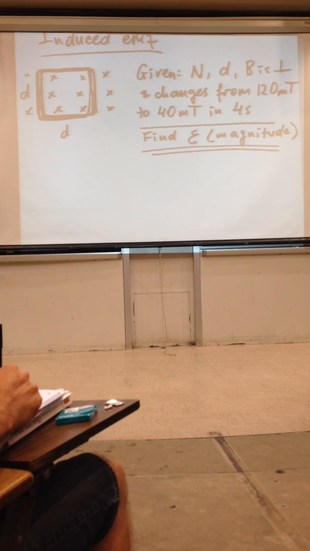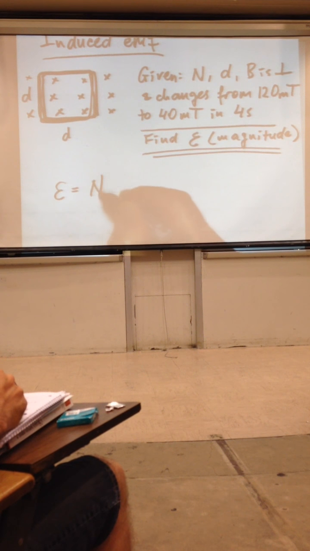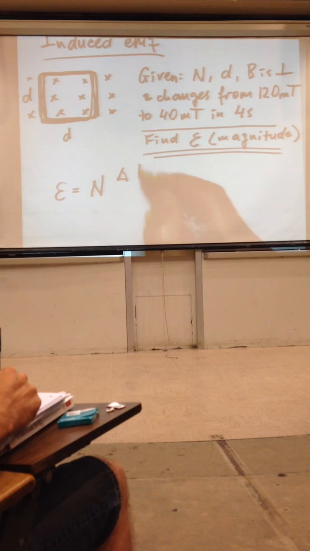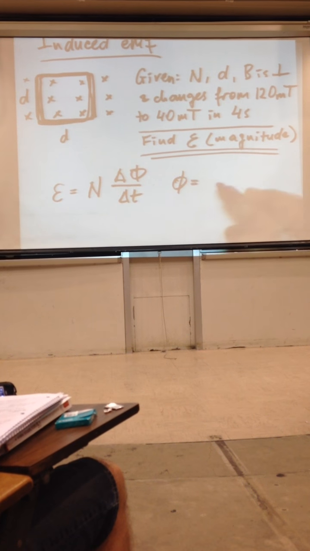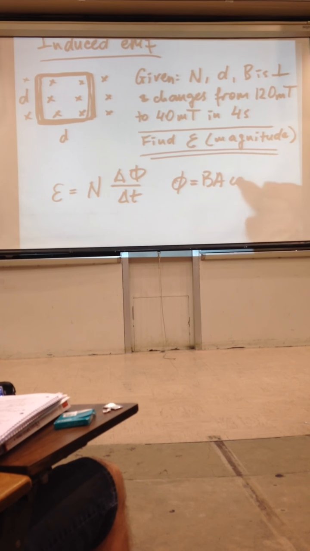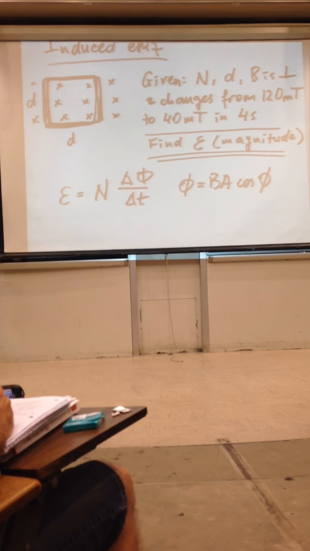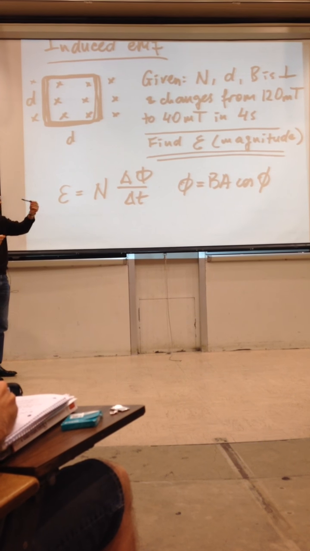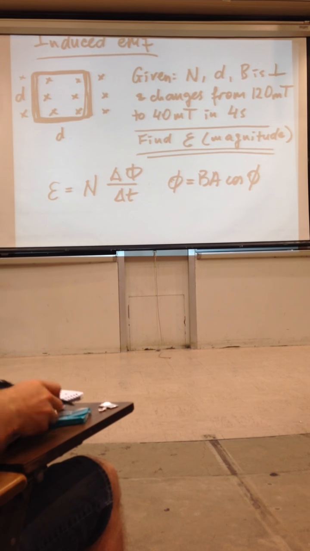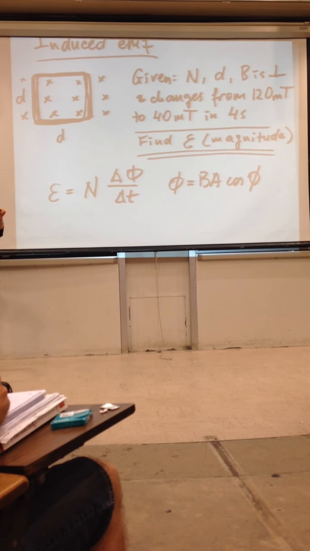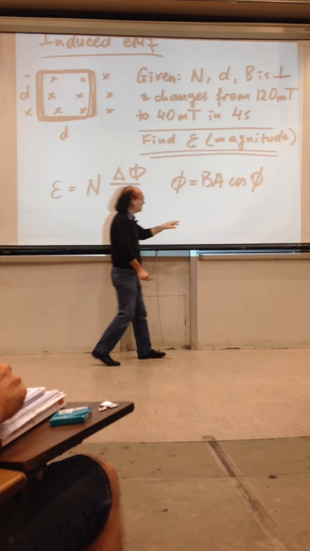So we are using Faraday's equation, which says induced electromotive force equals number of turns times change of magnetic flux with time. And also a formula for flux, which is B A cosine phi, where phi is the angle between the magnetic field and the normal to the surface. So the magnetic field is perpendicular to the picture, and the normal to the surface is perpendicular as well. So the angle between B and the normal to the surface is 0, and cosine 0 is 1.